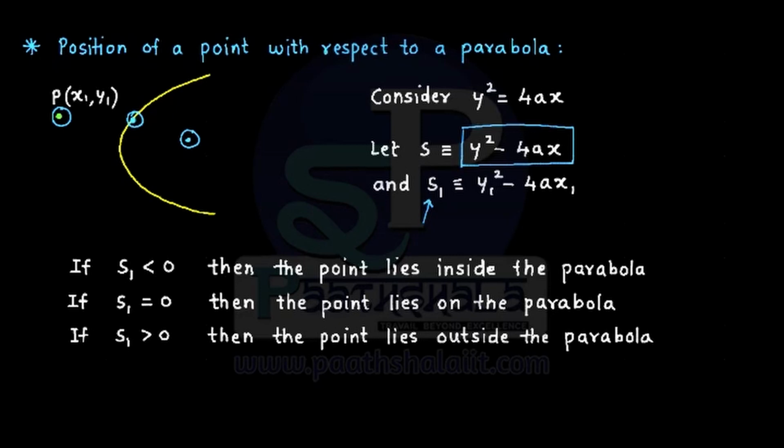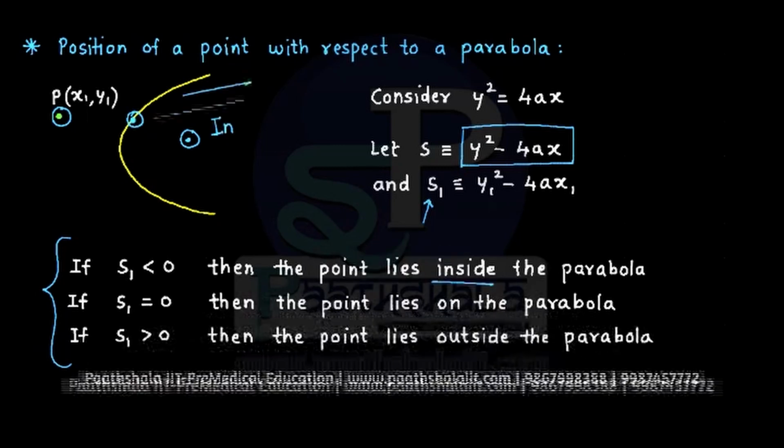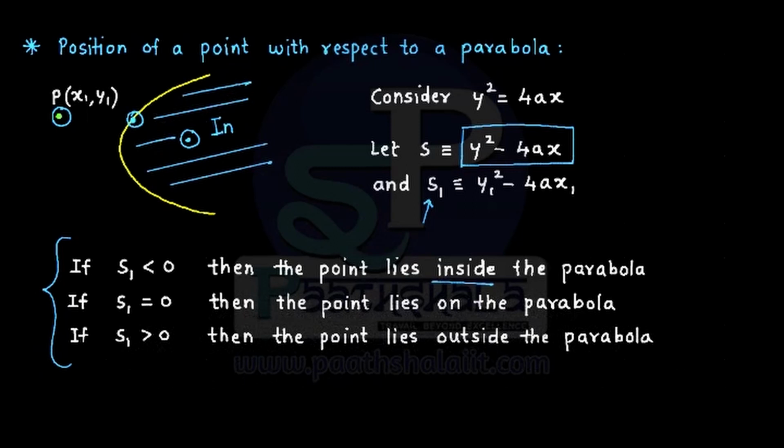of the point. So, as mentioned here, if S1 is less than 0, then the point is inside the parabola, and by inside we mean it is this region, contained within that particular curve of the parabola. If S1 is equal to 0, then clearly the point satisfies the equation of the parabola, so it lies on the parabola. And lastly, if S1 is greater than 0, then the point lies outside the parabola, which is the last remaining region. Based on this we can find out the relative position of a point with respect to a parabola.